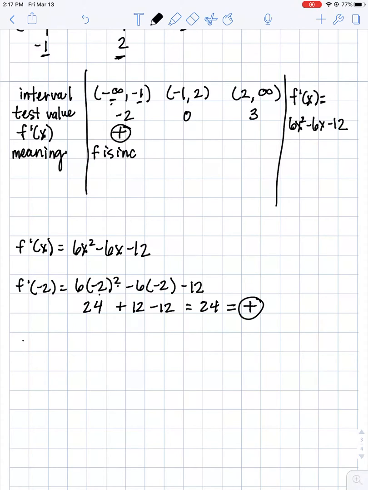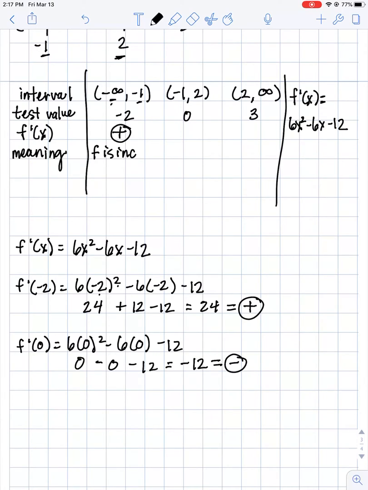Okay, so now we do it again, but now I plug in the number 0. So it'll be 6 times 0 squared minus 6 times 0 minus 12. Well, guys, 0 squared is 0. 0 times 6 is 0. This is another 0, minus 12. And so we get negative 12. Again, I don't care that it's negative 12. I care that it's negative. And so that means in between negative 1 and 2, the entire interval is negative. And if the entire interval is negative, that means the function is decreasing.